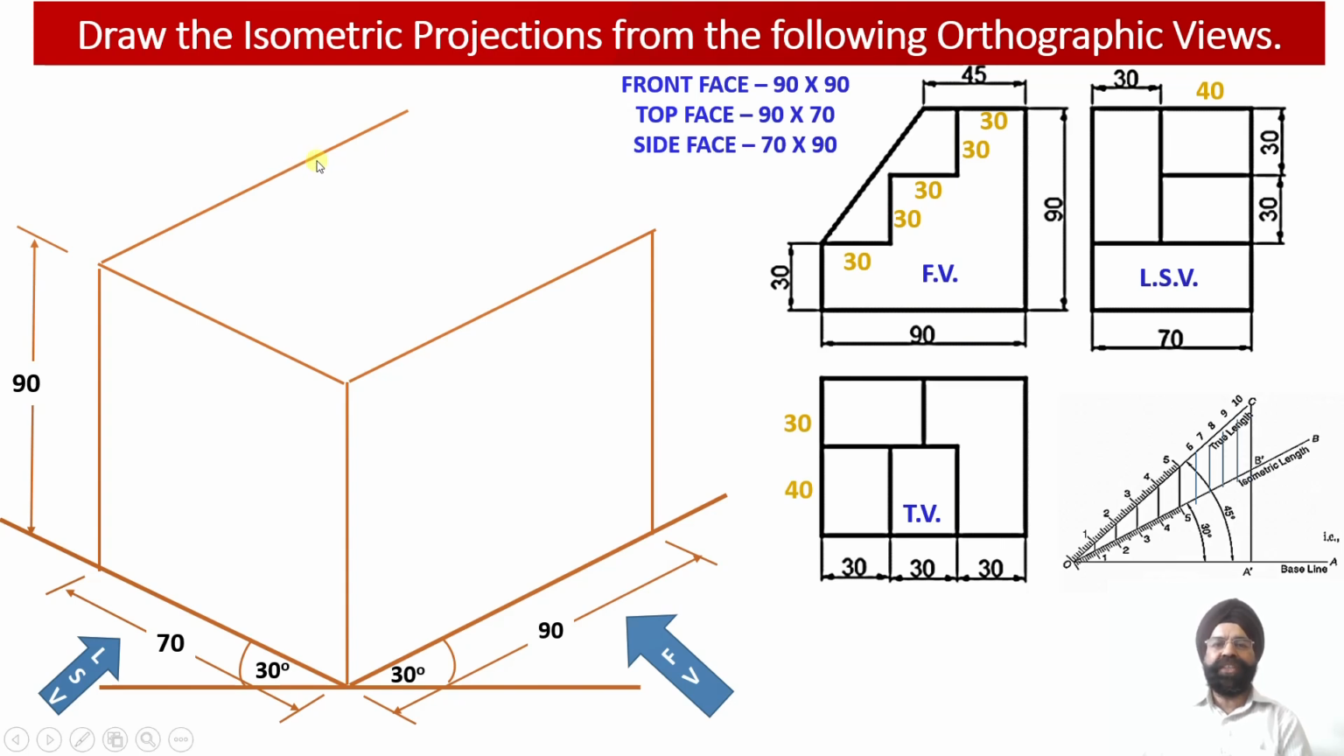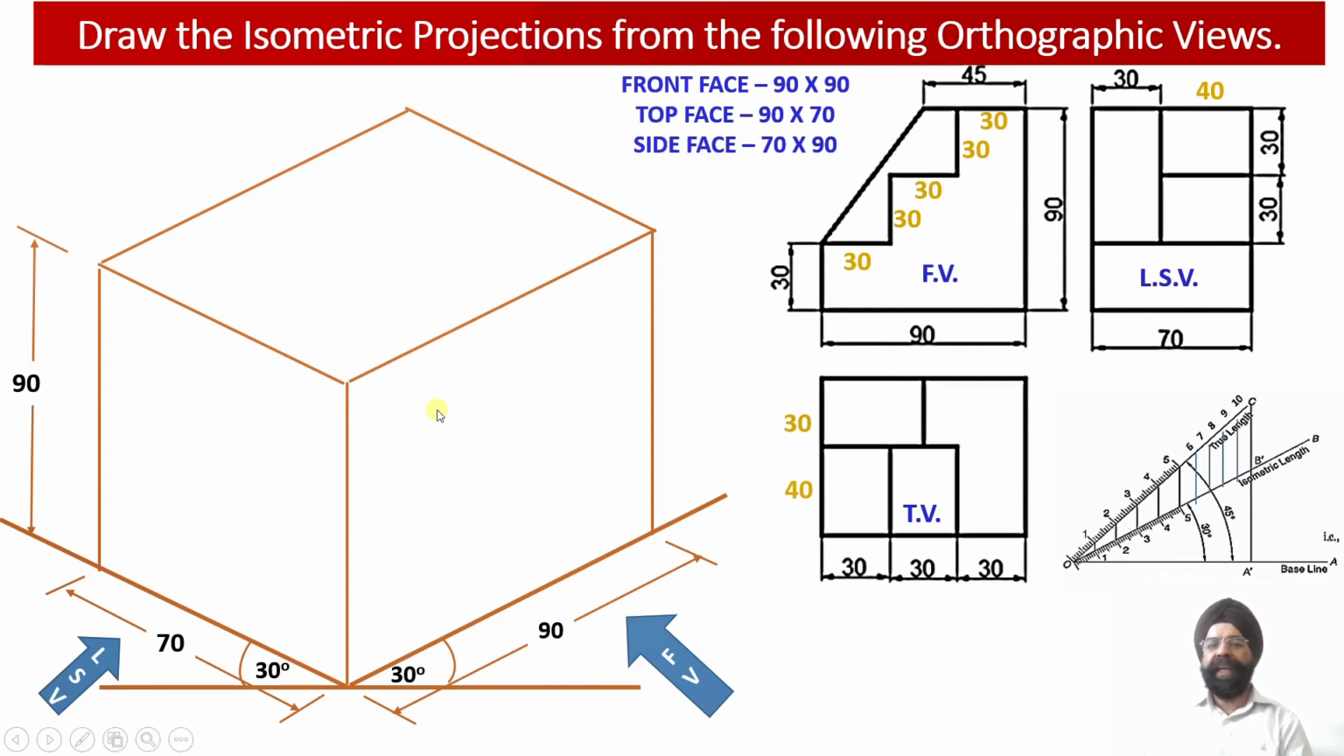So I know the dimensions of the top face. The length is equal to 90 millimeter, I can check it over here. Length is equal to 90 millimeter, and the width of the solid happens to be 70 millimeter over here. This is the width of the solid, which is 70 millimeter, and this is the length, equal to 90 millimeter. So the top face has also been obtained over here.